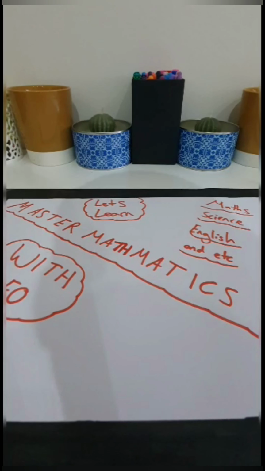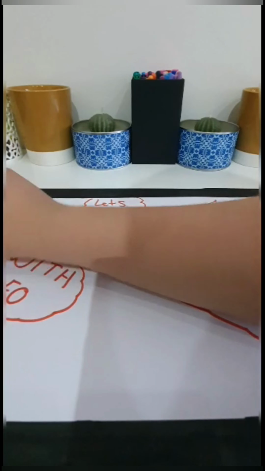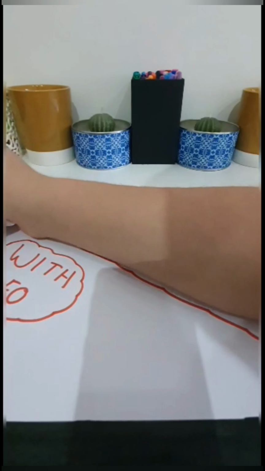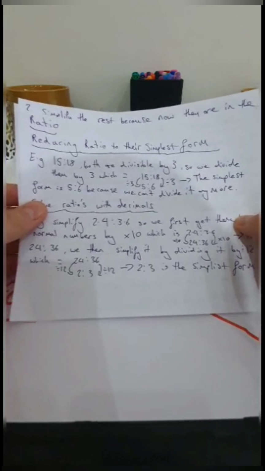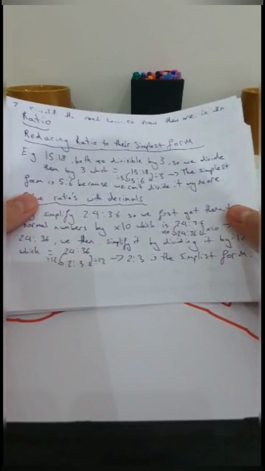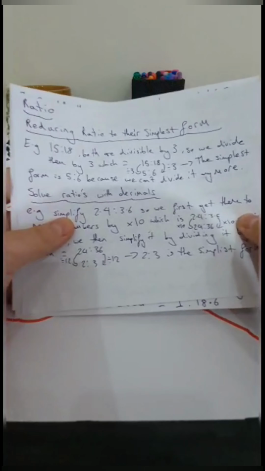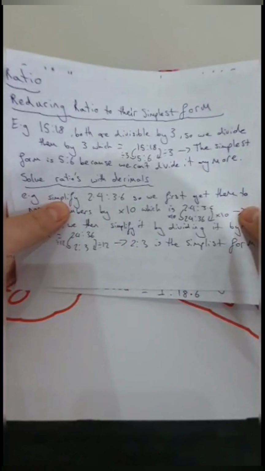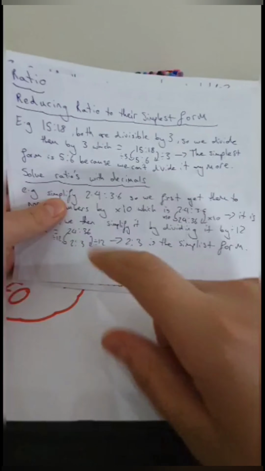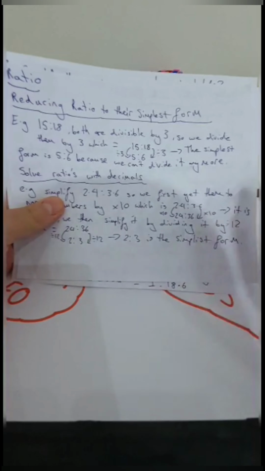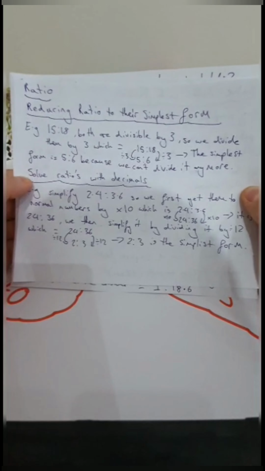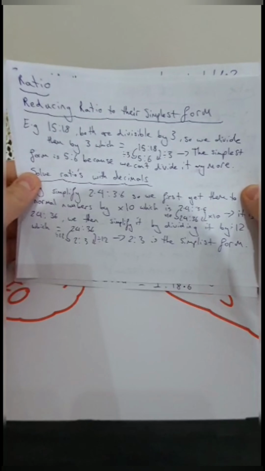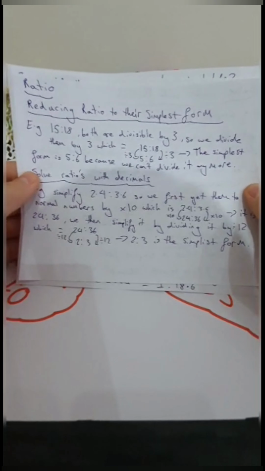So, like I said, today we're going to be learning about ratio. We've got different ratios though, so let's go through the first ratio question. This is called reducing ratios to their simplest form. For example, you have 15 to 18. Both are divisible by 3. So what we do is divide them by 3, which equals 5 to 6. This is the simplest form.